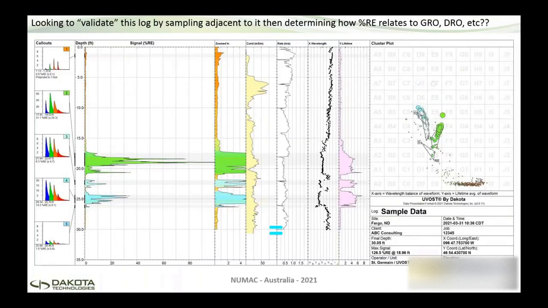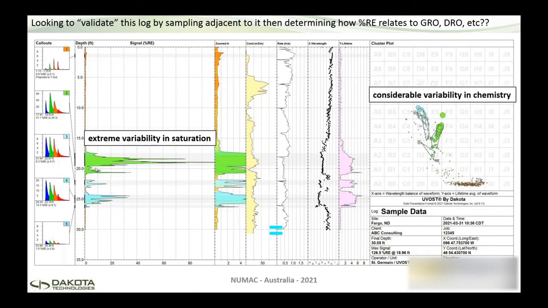Okay. So if you're looking to validate this log, for instance, by sampling adjacent to it, and then determining how the percent RE of the UVOST relates to GRO or DRO analysis, you've got to have those controls in mind, right? This log is telling you right away, look at the extreme heterogeneity. It's telling you you've got leopard stripes, you've got places with high saturation inches or centimeters away from soils with no saturation of NAPL. That tells you you've got extreme variability in the degree of saturation.